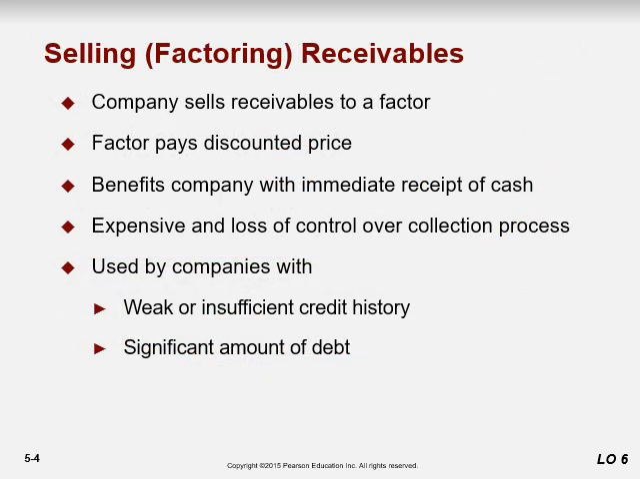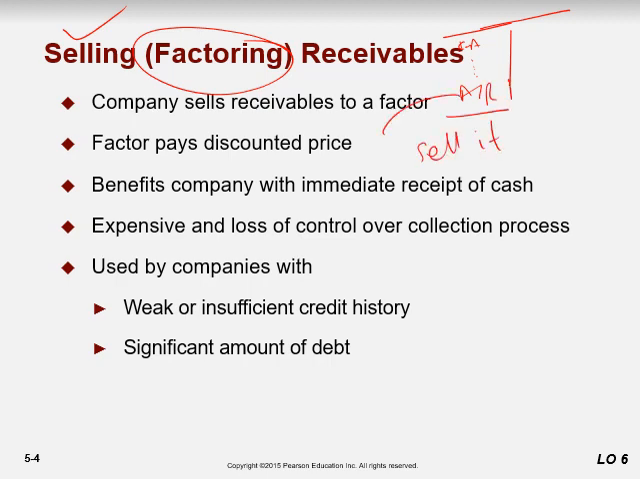Another way to shorten the accounts receivable cycle is the use of factoring, which is also called selling the accounts receivable. Say you have a balance sheet with current assets, and among the current assets you have accounts receivable. You sell it to a third party, and you receive cash. We call this factoring or selling of the accounts receivable.